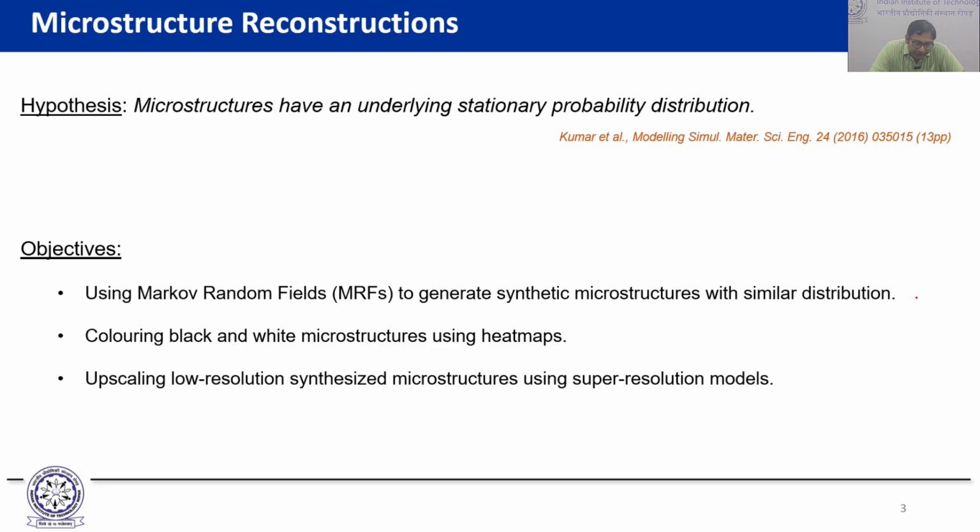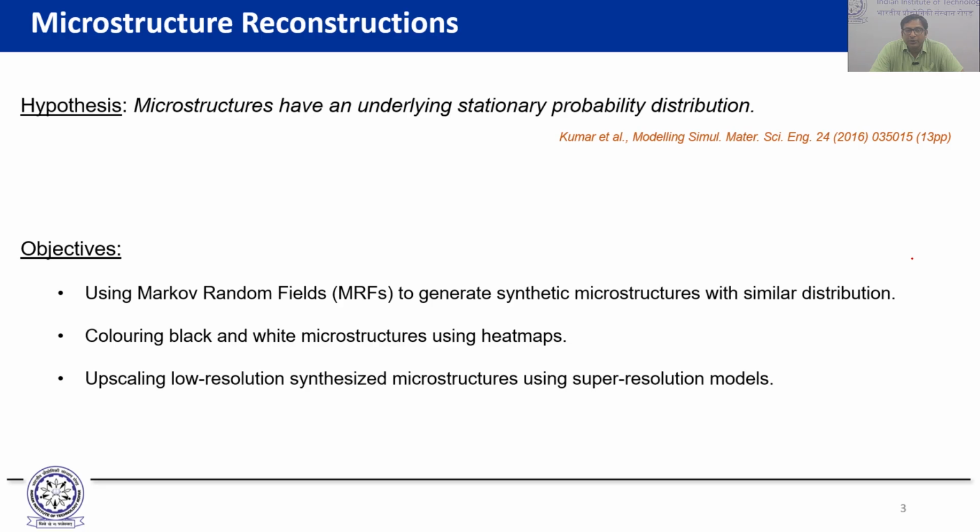So the key objectives when we are doing a microstructure reconstruction are as follows. You want to use a Markov random field in order to generate these synthetic microstructures with very similar distribution of different phases or different features. You also want to ensure that you are able to color the microstructure using some sort of heat maps. Now that becomes quite useful.